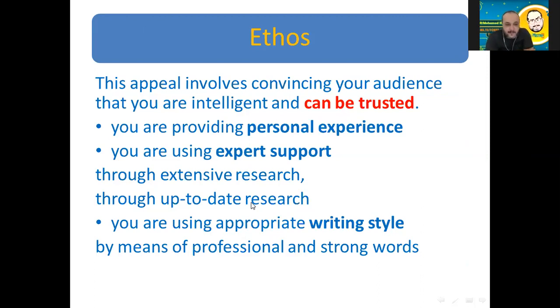Ethos. This appeal or this style involves convincing your audience that you are intelligent and can be trusted. So ethos means that you convince the readers that you as a writer are credible. They can believe you. How do you do that? You're providing your personal experience. You can use expert support, extensive research, up-to-date research. Even your writing style must be correct and accurate and use strong and professional words to show the reader that you are trustworthy. So ethos is about trust.